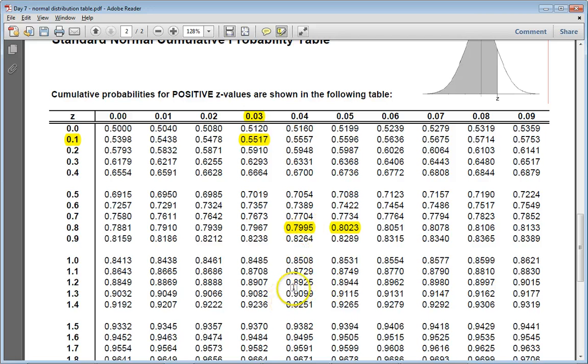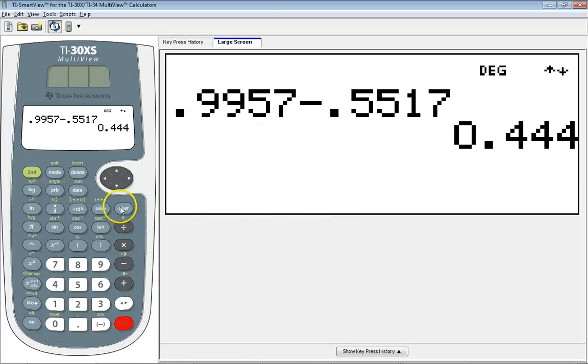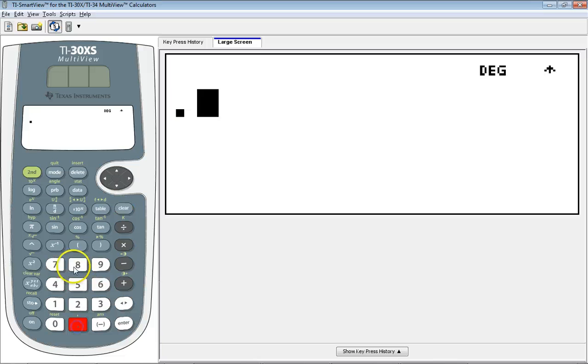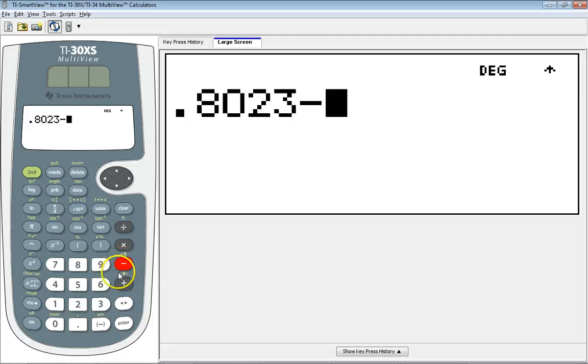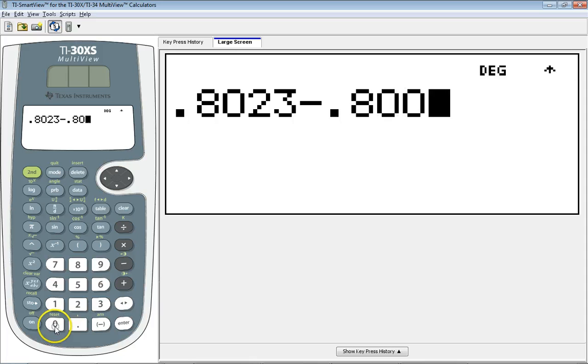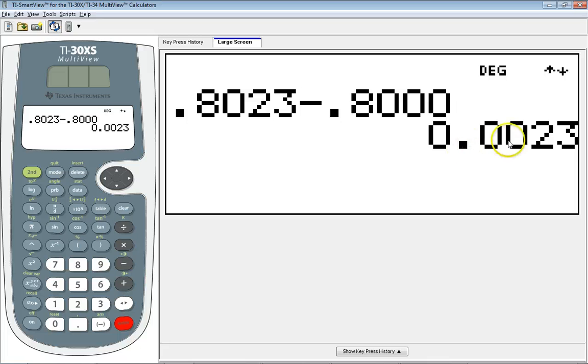Now, if you can't see that, we could subtract. Okay? Let's do the first one. 0.8023. Let's just go to the calculator. On the chart we have 0.8023. Now, if I go minus 0.8, or I could say minus 0.8000, that part doesn't matter. If I subtract, I get 0.0023. That's how far apart they were.